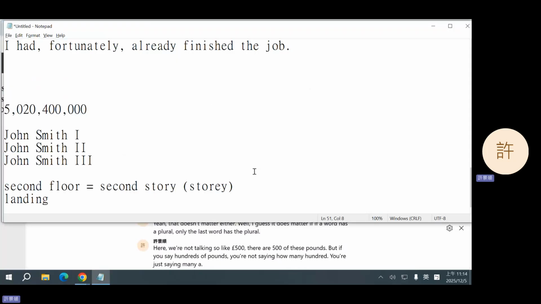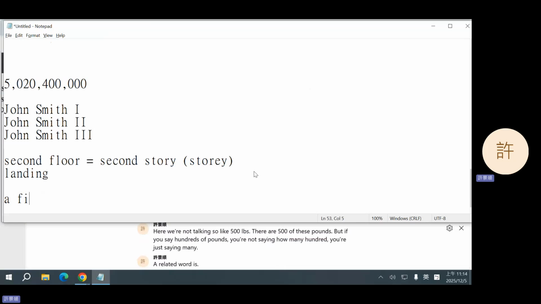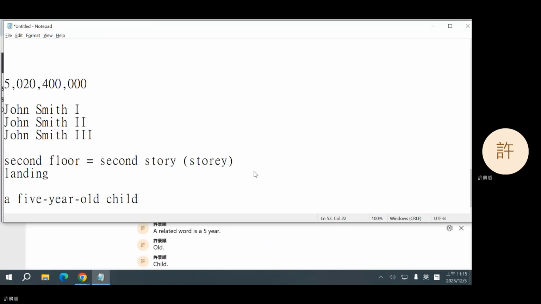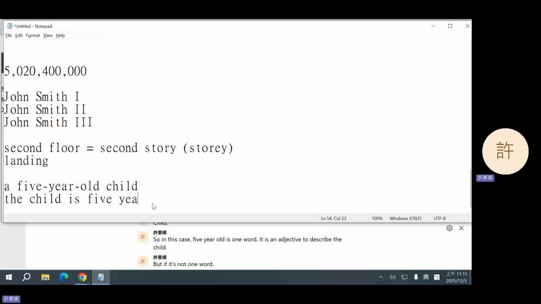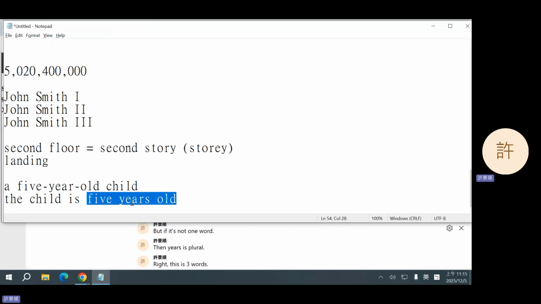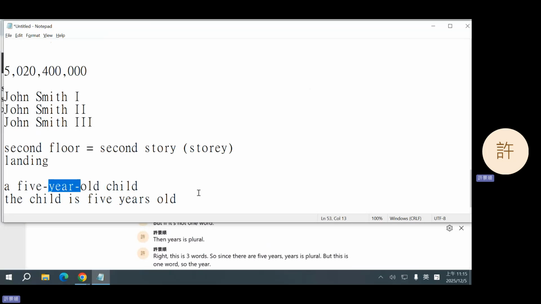A related word is a 5-year-old child. So in this case, 5-year-old is 1 word. It is an adjective to describe the child. But if it's not 1 word, then years is plural. Right? This is 3 words. So since there are 5 years, years is plural. But this is 1 word. So the year is not plural.